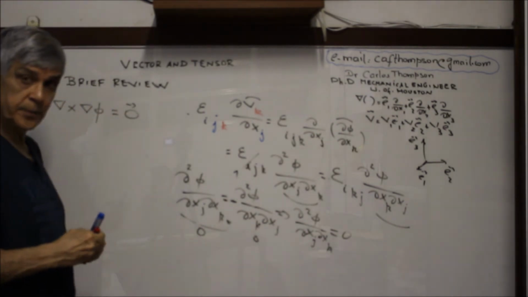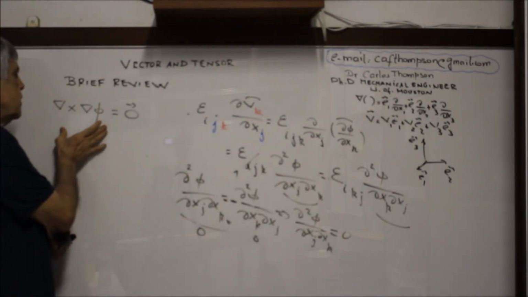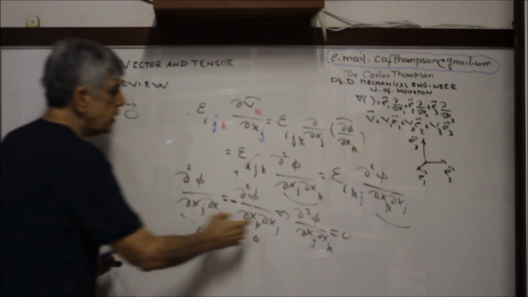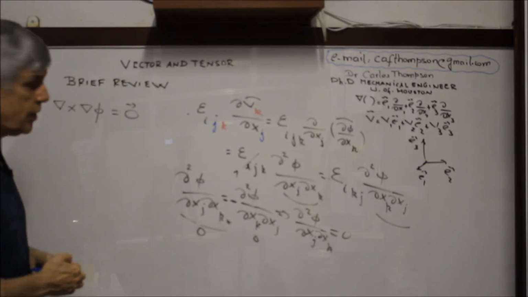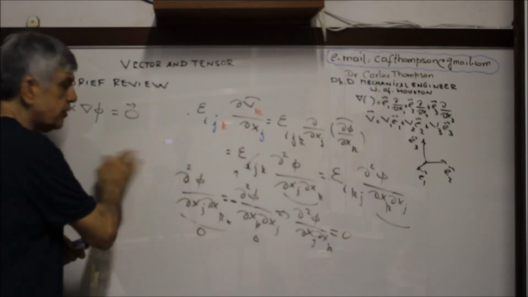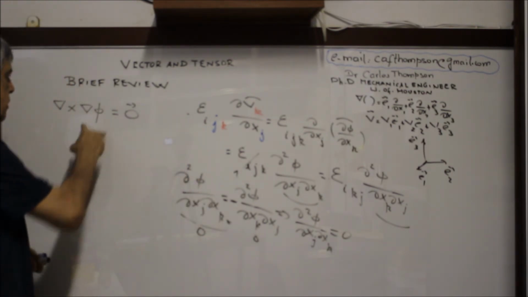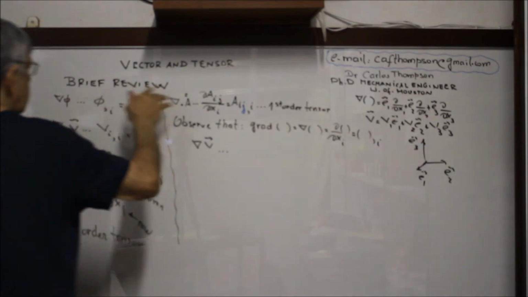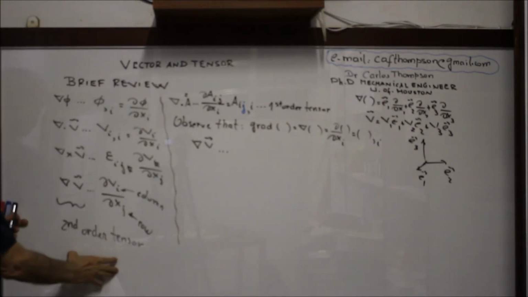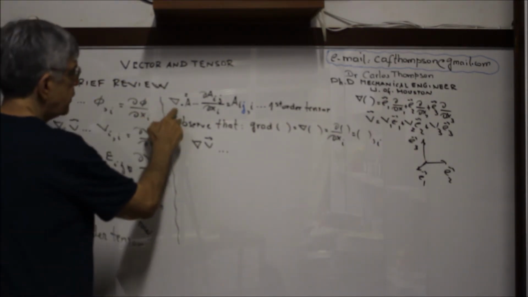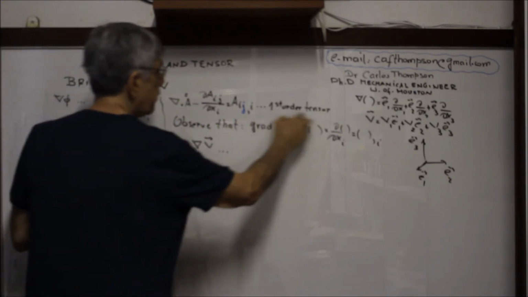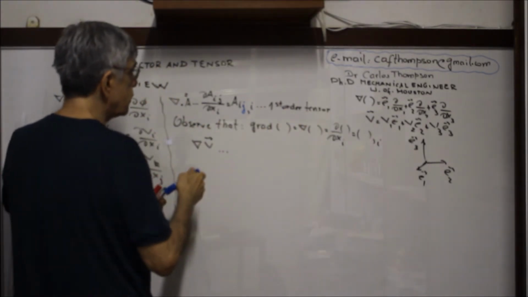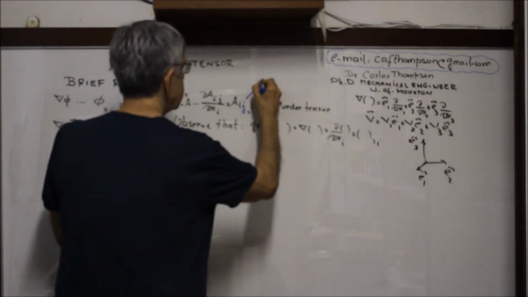Imagine if you developed this without using tensor notation. You'd have many terms just to prove this. This again is just a brief review. This is the divergence of a second order tensor, which is a first order tensor, a vector. See? j is a free index.